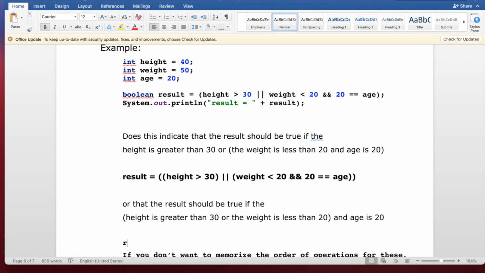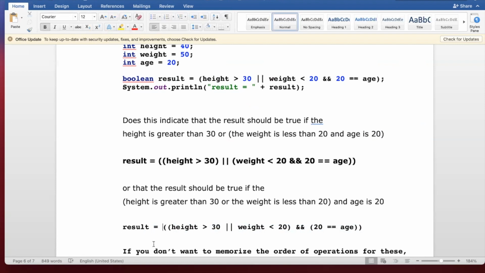On the other hand, we wanted the result to be true if either the person's height was greater than 30 or the weight was less than 20. We should put additional parentheses around that sub-expression to ensure that that's calculated first before we combine those things together with the comparison with the age. So either of those might correctly capture the logic that we intend to include in our program, and we just need to make sure that either we are using the extra parentheses to make sure that we are clearly communicating with the computer what comparisons need to be applied in which order, or we need to memorize the order of operations and then correctly build our expression using those.